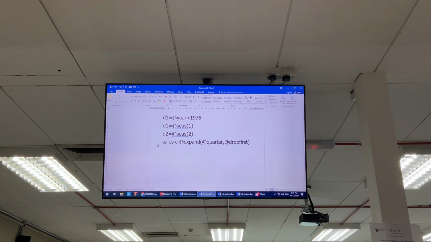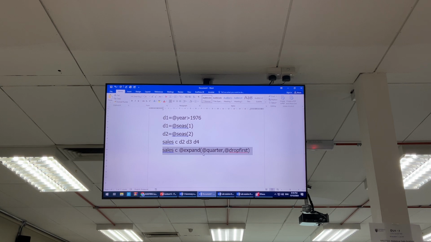So this is an alternative to this one. Just now we used this: you put C, we put D1, D2, D3, D4. But we need to create these dummy variables first. But alternatively, you do not need to create a variable first. You can just directly estimate the model by using this command.